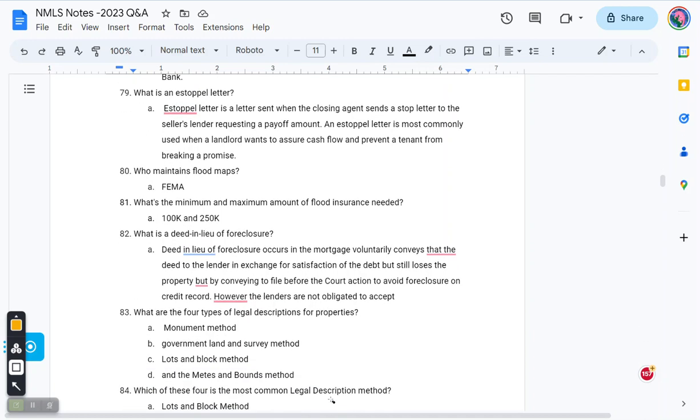What are the 4 types of legal disclosures or legal descriptions for properties? There is the monument method, government land and survey method, lot and block method, and metes and bounds method.